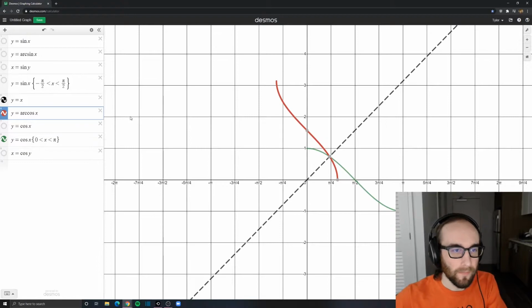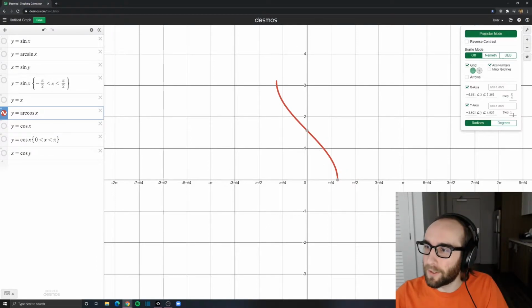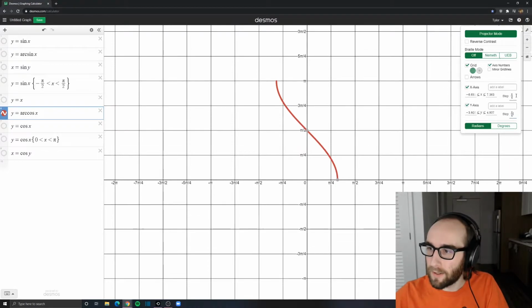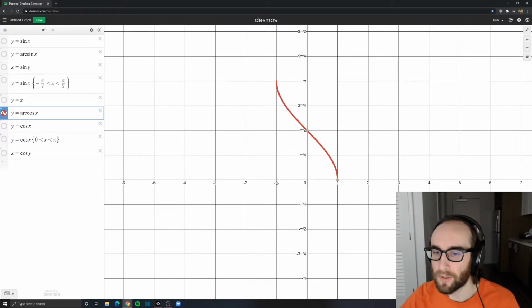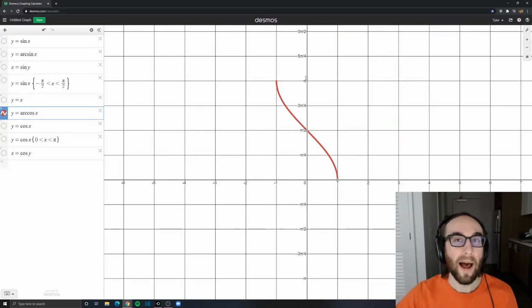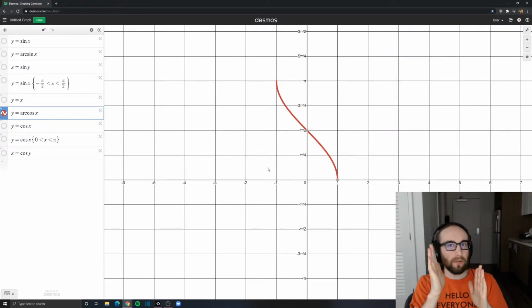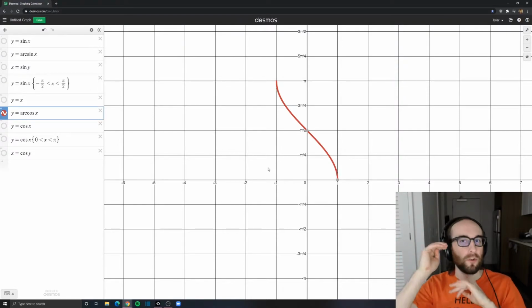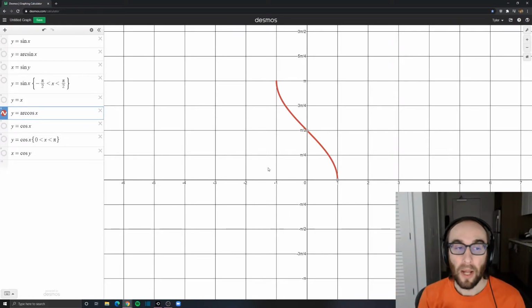And again, we're just looking at one piece of the cosine graph. Let's go ahead and change the units again, just to make it a little bit more clear what the domain and range restrictions are. So as you can see, our domain is in between -1 and 1. And then our range, we're restricting between 0 and pi. So for sine and cosine, we're taking a piece of the graph, reflecting that, and then we're just looking at that piece. And this is what it looks like graphically when we apply those restrictions.